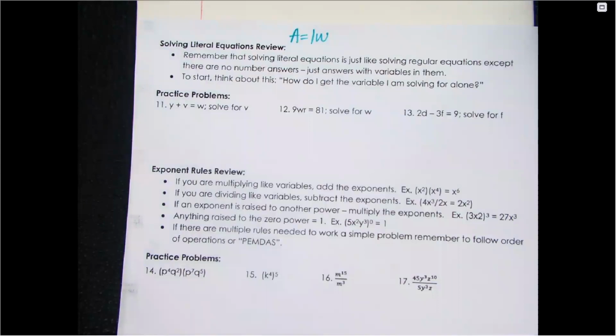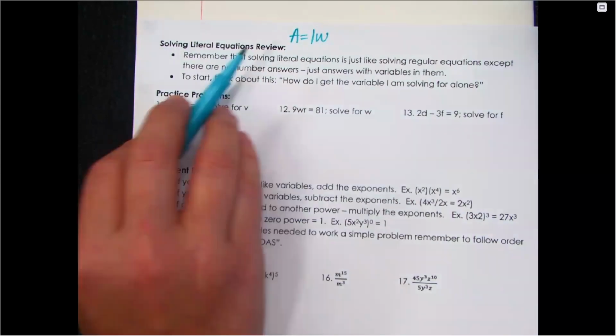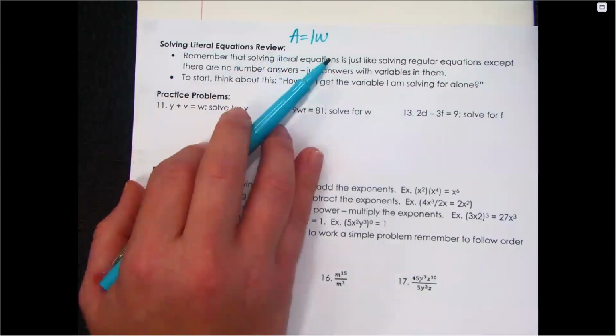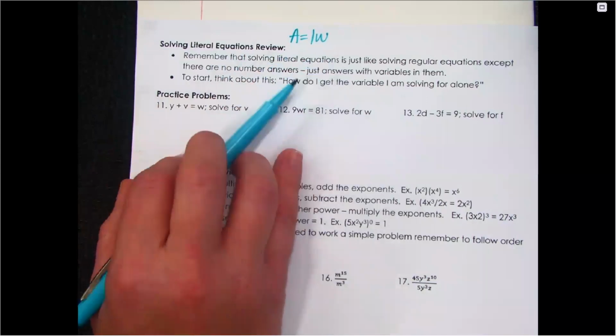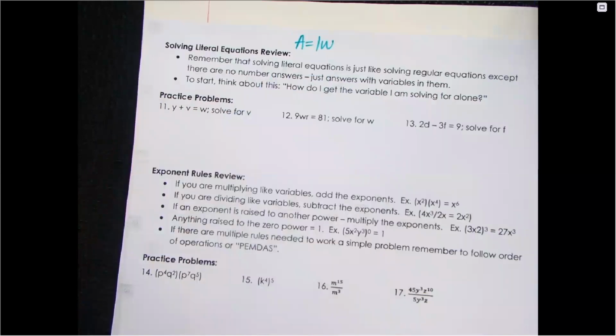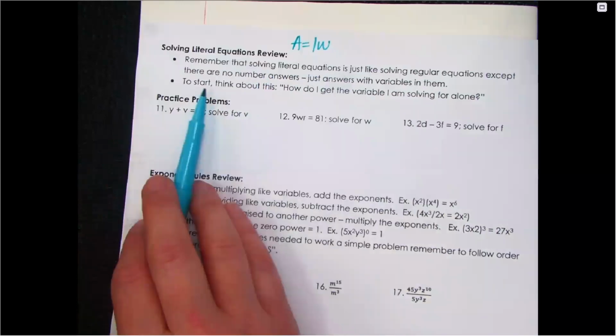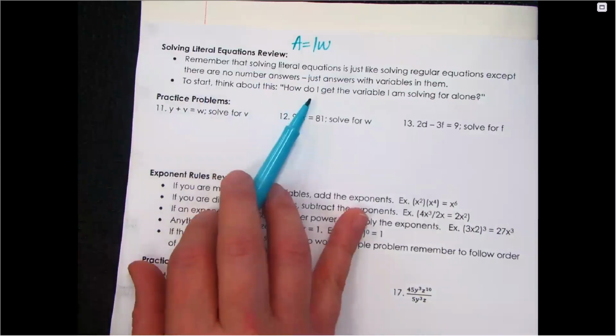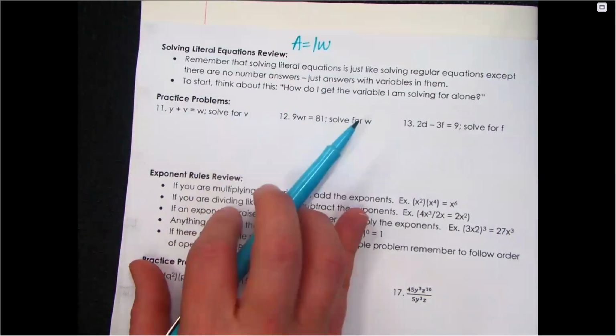So if the carpenter knows the area, he knows it's 100 square feet, okay? But he doesn't know what the width of his box is going to be, then he would have to work backwards. He would have to divide by the given length, okay? But what we're doing is we are basically going to be solving these equations to isolate a specific variable, whatever they're asking for. It says to start, think about this. How do I get the variable I am solving for alone? Okay, so let's look at our first example.